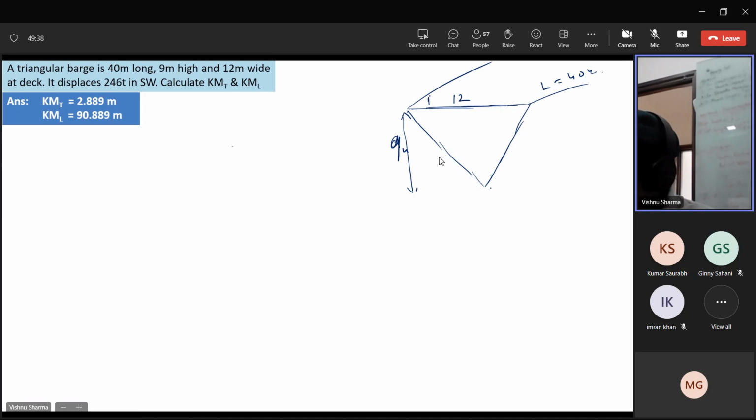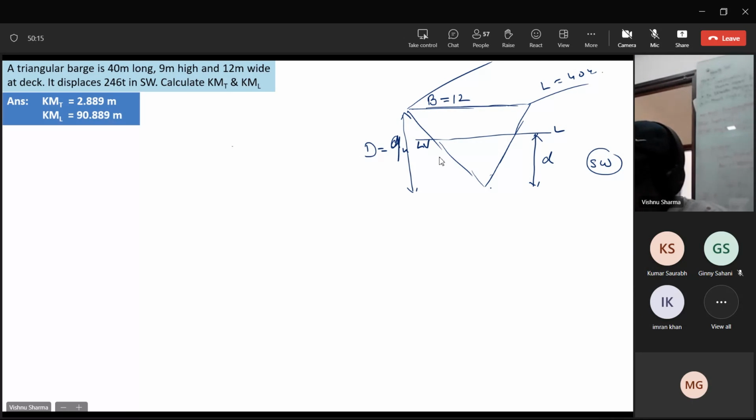This is capital B at the deck level. This is the depth of the barge. You have already marked the dimension. No issues. So it is floating. Obviously, it will be floating at some draft, which is not given in the question. This is the liquid level, the sea level, water level. It is in seawater at this draft. Have I made the diagram correctly as per the question? Please confirm if you have understood the diagram. Yes, sir.